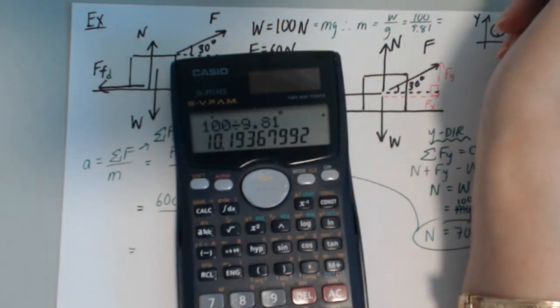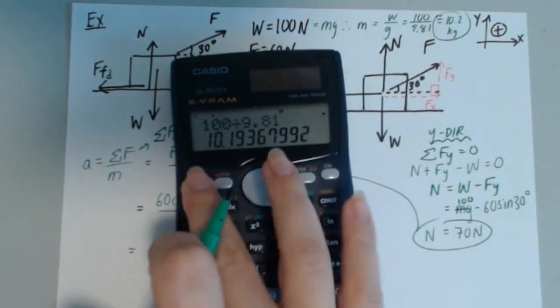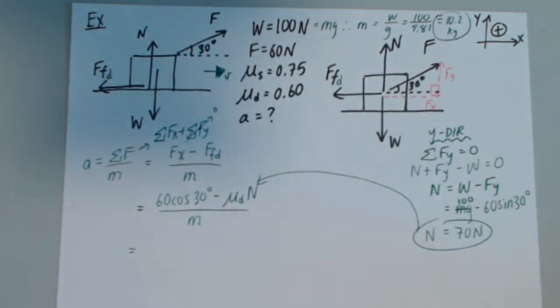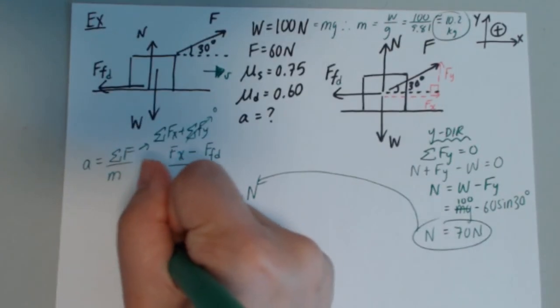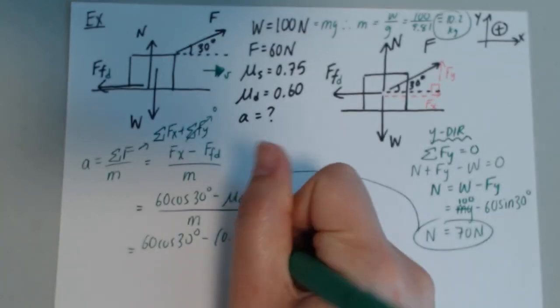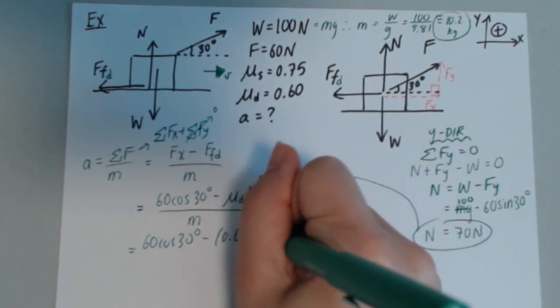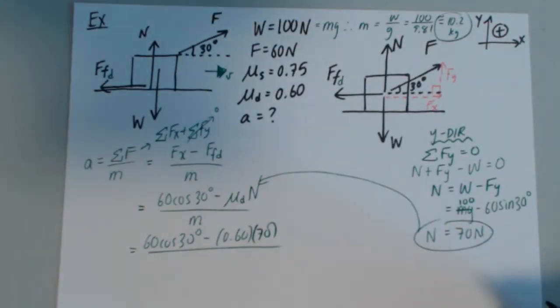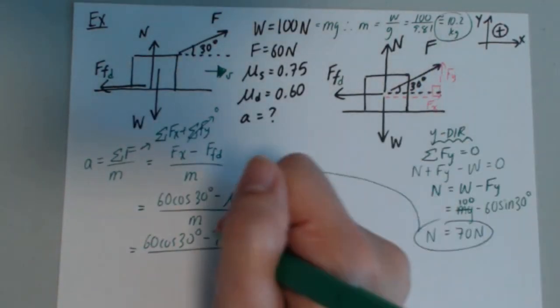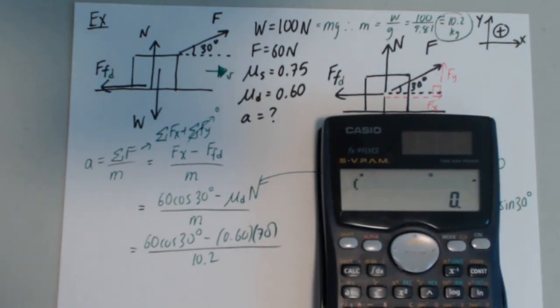That's approximately 10.2, so about 10.2 kilograms is the mass. So we have 60 cosine 30 degrees minus 0.60, that's the coefficient of dynamic friction, times the normal force, which is 70, divided by mass, which is 10.2. All right, here we go.